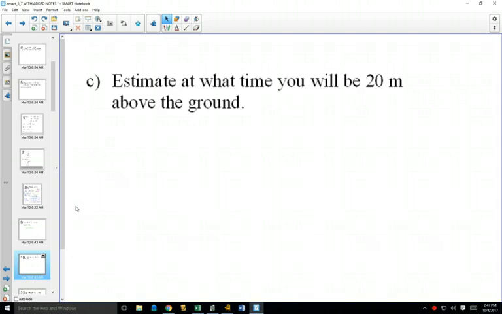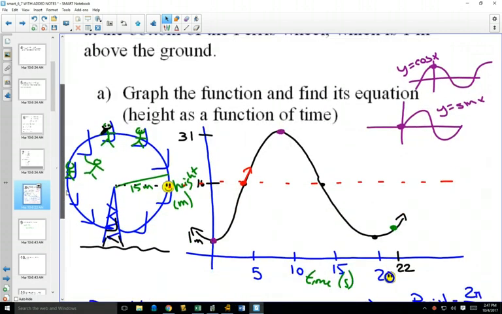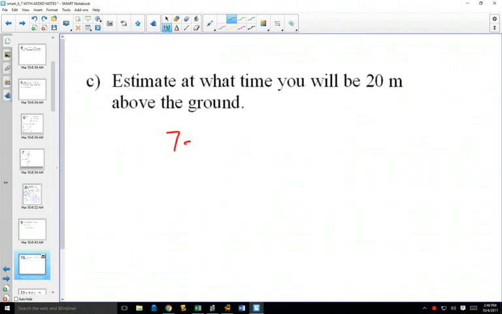Now, estimate at what time it's going to be 20 meters above the ground. So if we go on here again and we look at 20 meters, 20 would be about here and went across. What times do you think you'll hit 20 meters? Well, that looks like there's more than one in the first revolution. 7 and 13 seem reasonable of when you'd hit 20? So let's guess 7 seconds and 13 seconds.